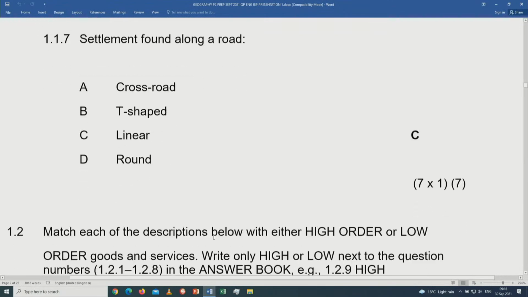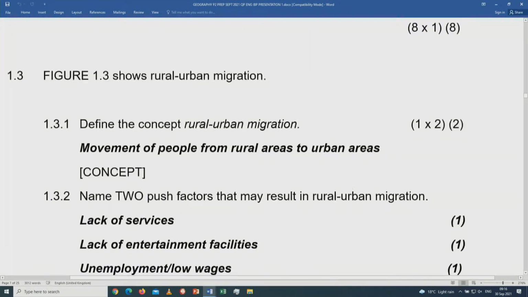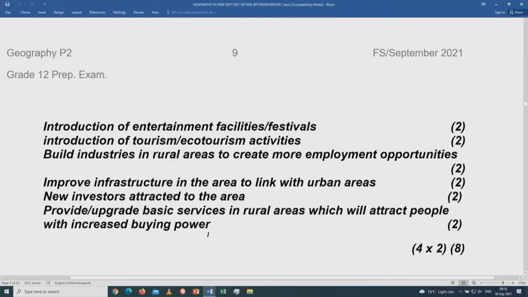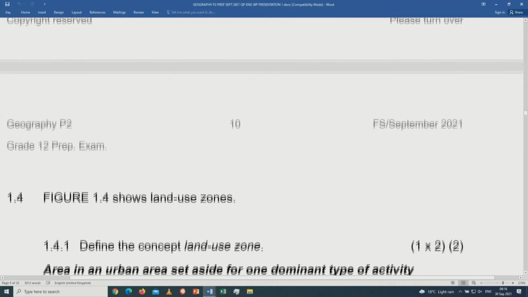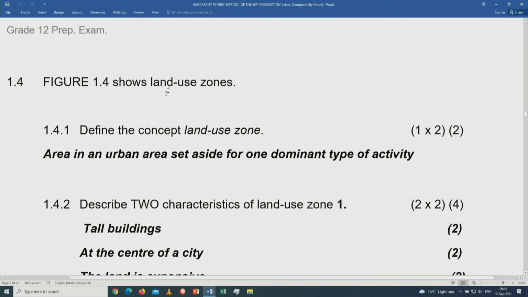114, yes, there we are. 114 shows land use zones. So the first question there, 1.4.1. For 2 marks, define the concept land use zone. It's an area in an urban set aside for one dominant type of activity.